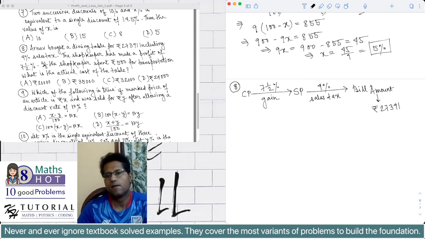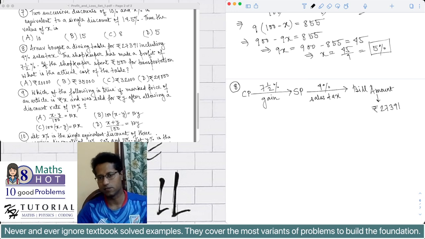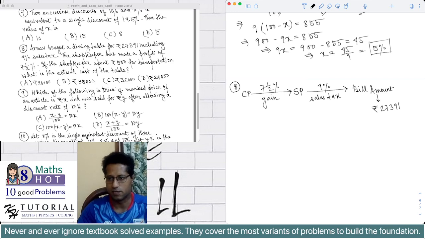Now, let's find step by step. Let's work out from the right hand side. If we know the bill amount, that is, the customer purchased the dining table at rupees 27,391, which includes the sales tax, from this we can easily find the selling price of the dining table, that is the price at which the shopkeeper sold the dining table. Let's find what is SP.